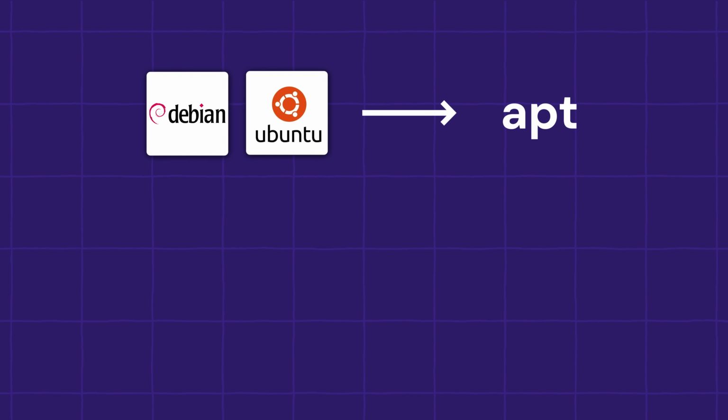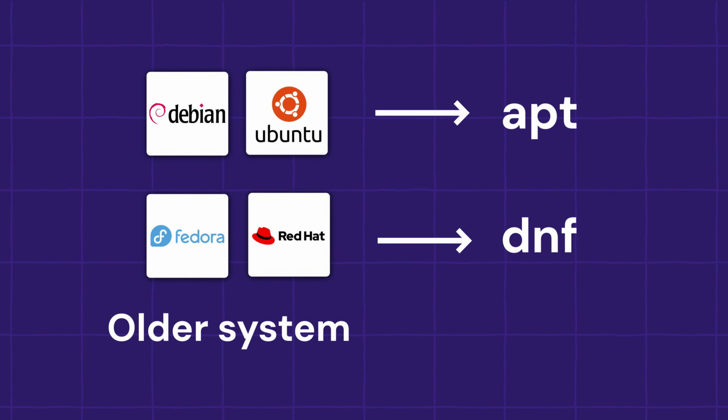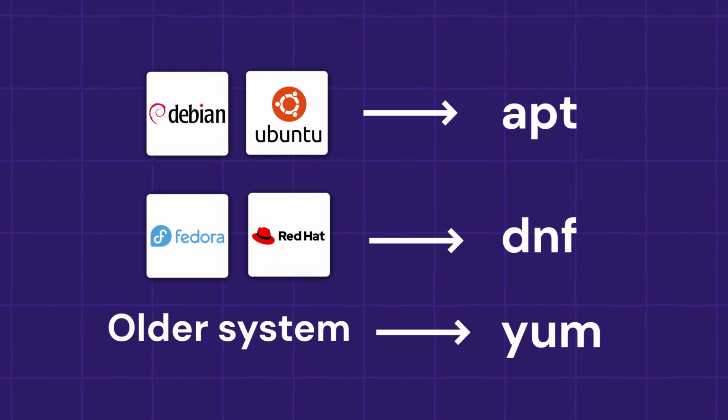Now, here's another triple treat for you: apt, dnf, and yum, except you'll only be using one of them, depending on your Linux distro and how old it is. Debian and Ubuntu users will be using apt, and Fedora and RHEL will rely on dnf. Unless it's an older system, then it's just yum.